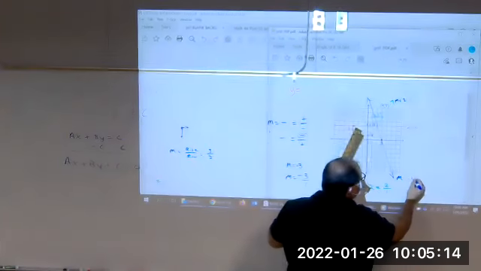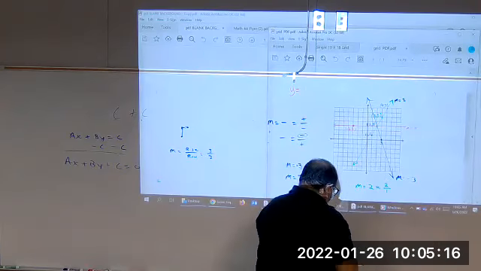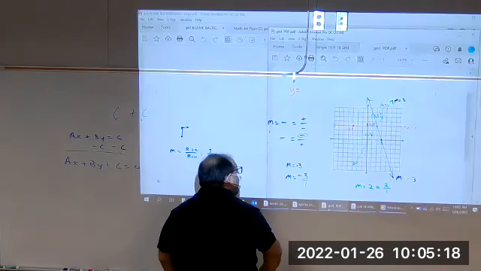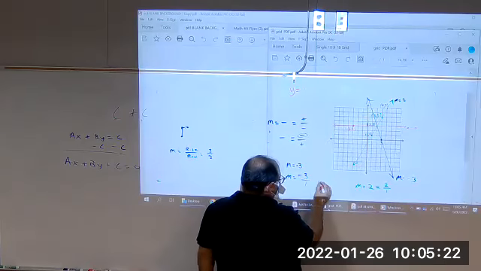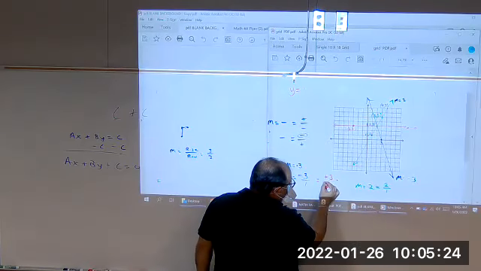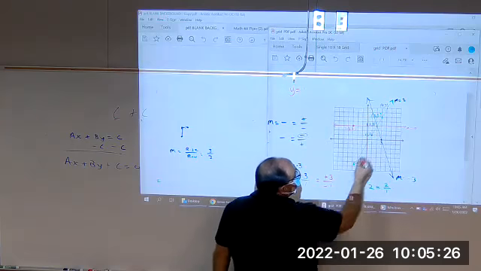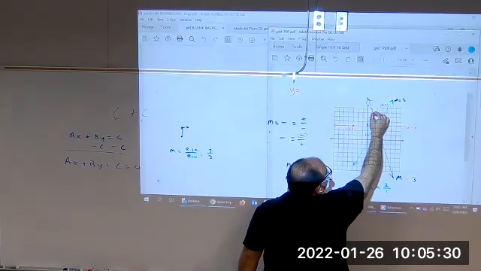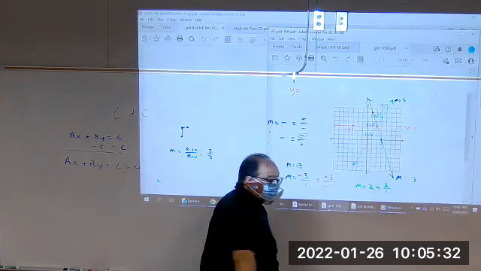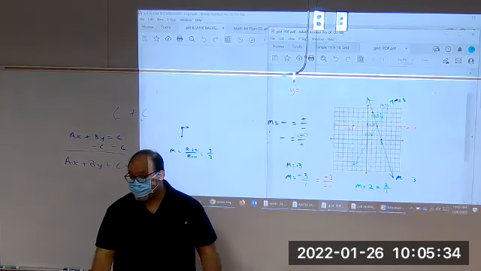This slope is -3. And just to point out, if I would have gone +3 up and then -1 left, so from here 1, 2, 3 up, but 1 to the left, it's still on the same line. Okay.